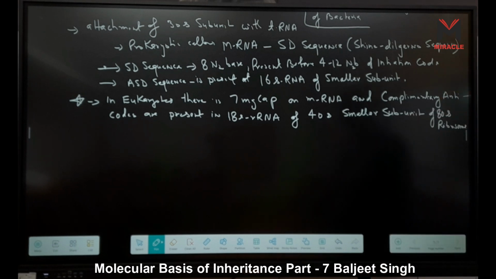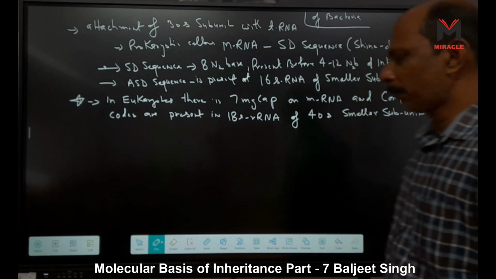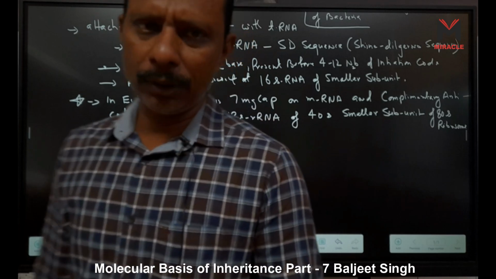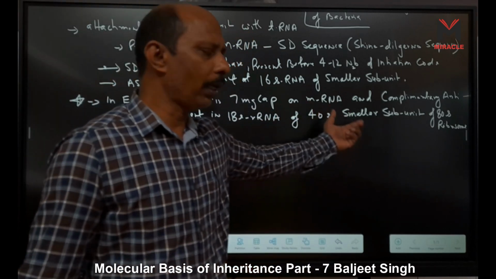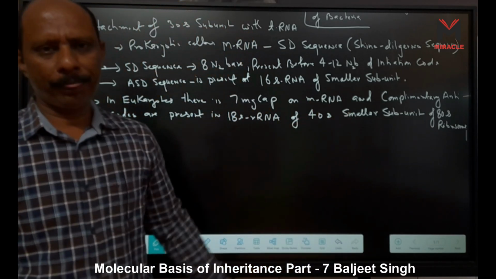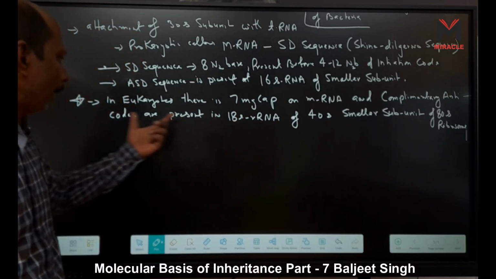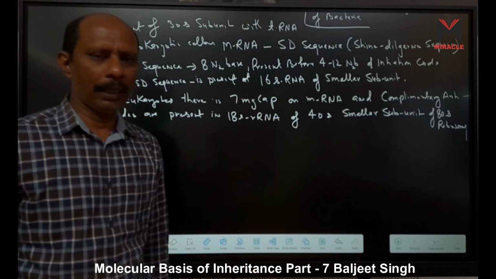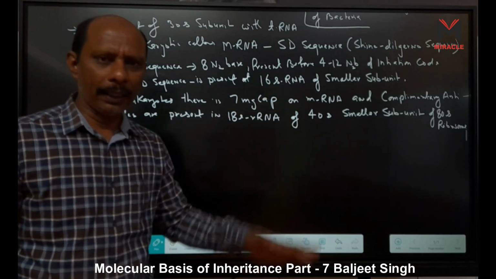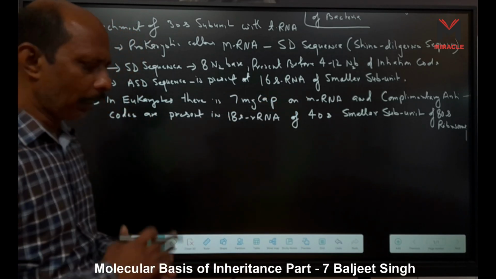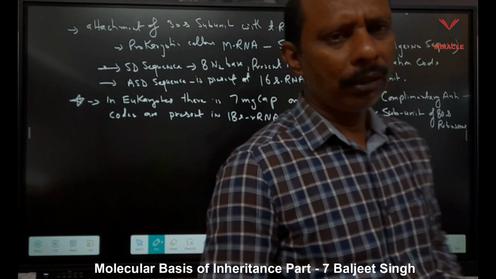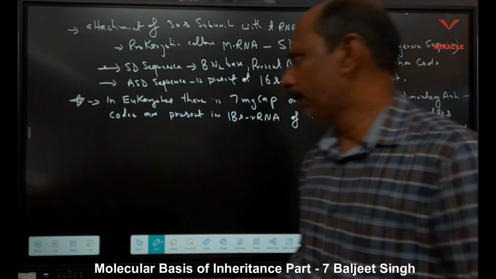Do you understand? An 80S ribosome means they have a 40S small subunit. Small subunit is 40S, large subunit is 60S. So the 40S subunit is made up of 18S RNA. 18S RNA has the anticode of the 7mG cap. So they recognize through this and attach. So here we understand how a smaller subunit is attached with the messenger RNA, right?